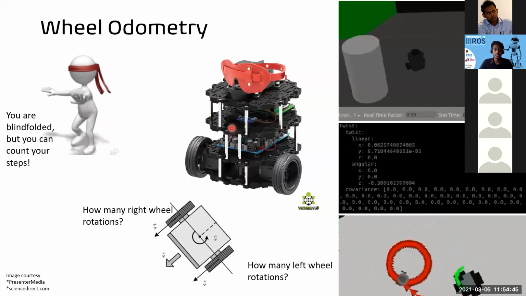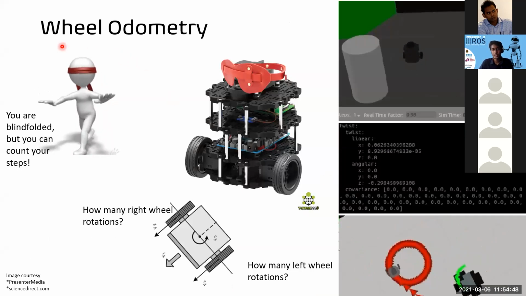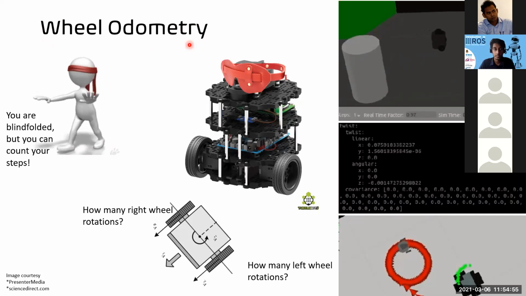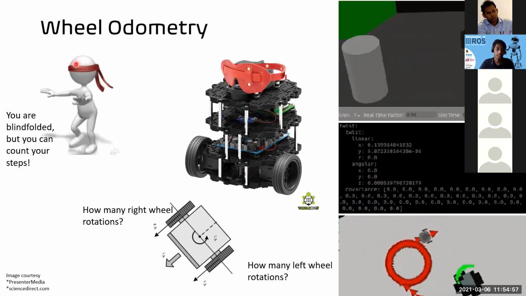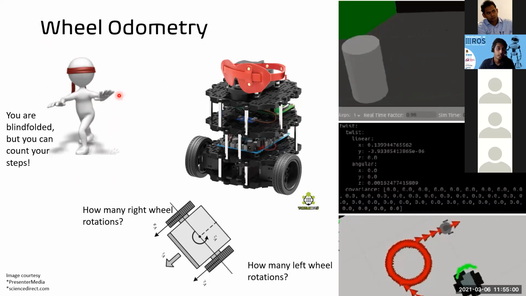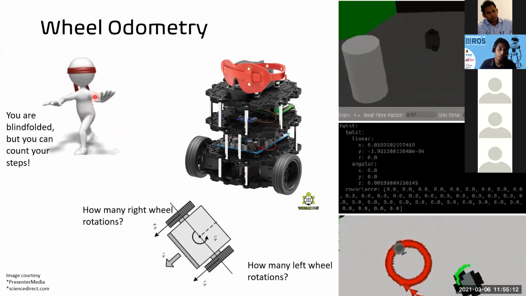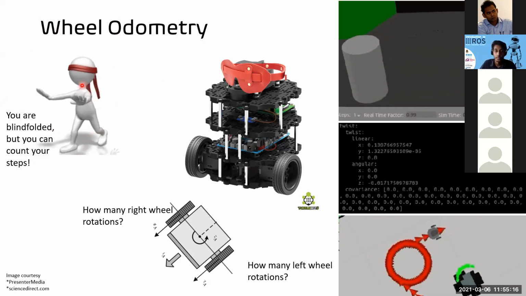The next term we need to discuss is wheel odometry. This is also an important thing while we discuss navigation. Let's say you are playing a Sri Lankan game, and you are blindfolded, but you need to go somewhere and draw something to win that game. Even though you are blindfolded, you can count your steps and move forward and achieve your navigational task.